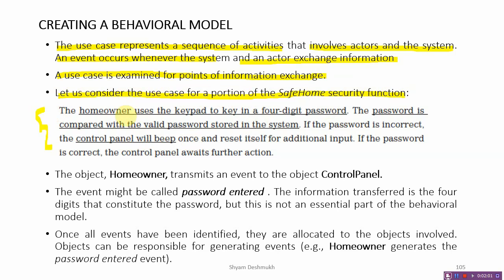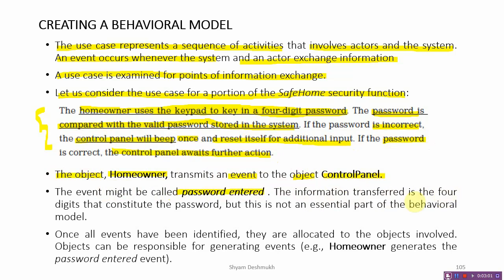For example, the homeowner uses the keypad to key in a 4-digit password. The password is compared with the valid password stored in the system. If the password is incorrect, the control panel will beep once and reset itself for additional input. If the password is correct, the control panel awaits further action. So the object homeowner transmits an event to the object control panel. The event might be called password entered.